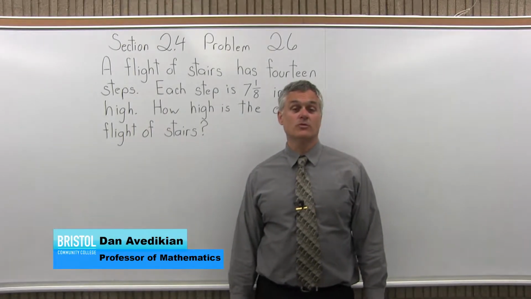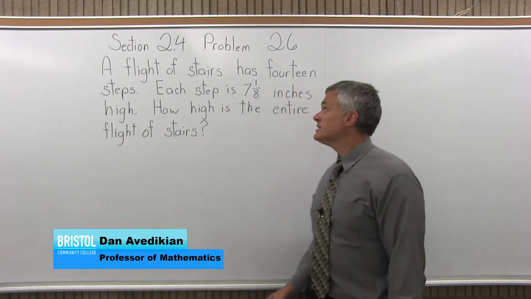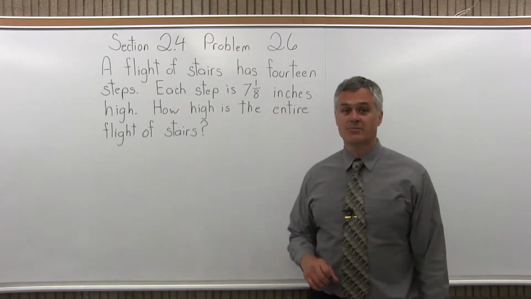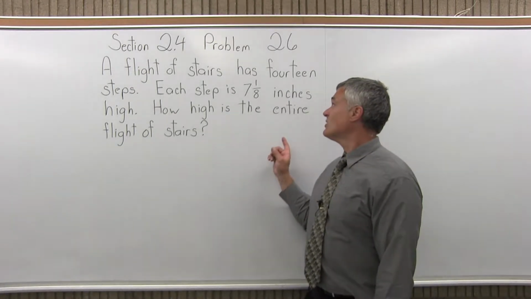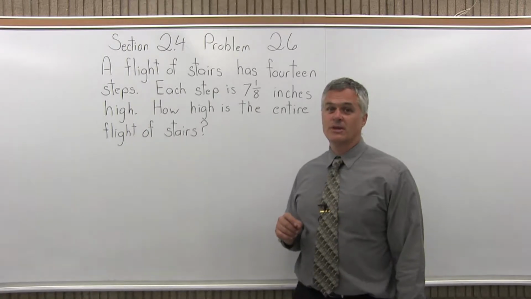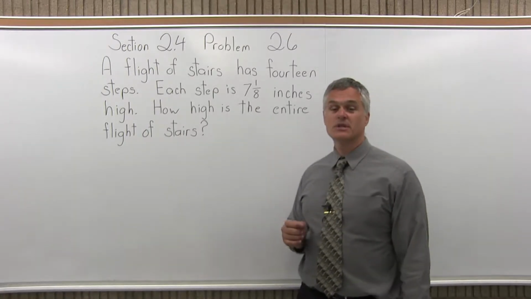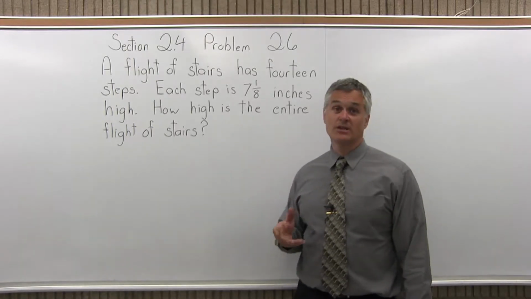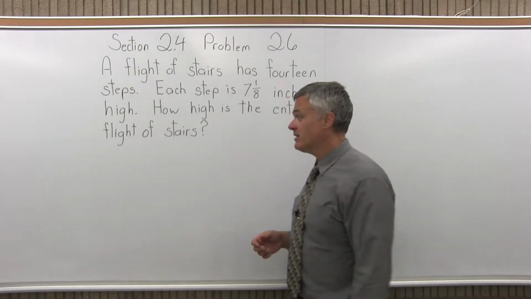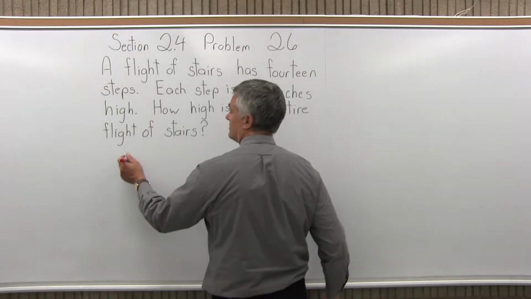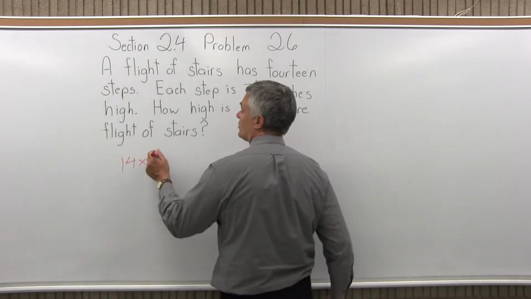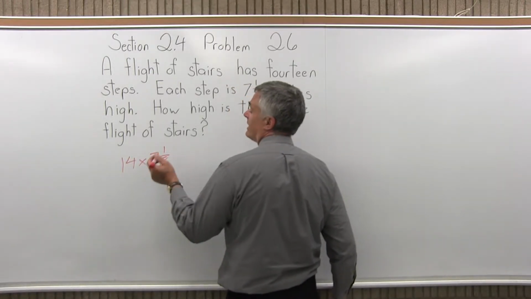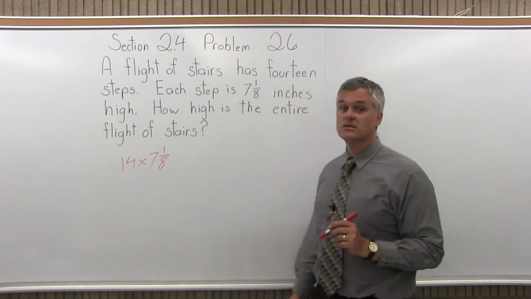This is Section 2.4, Problem 26. It says a flight of stairs has 14 steps. Each step is 7 1/8 inches high. How high is the entire flight of stairs? So you have 14 steps, each one is 7 1/8 inches high, so you would multiply 14 times 7 1/8 to give you the height of the entire staircase.